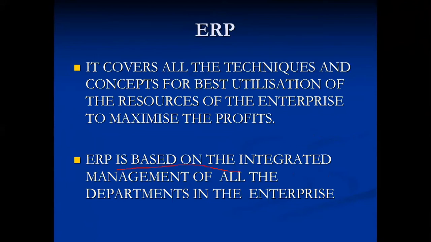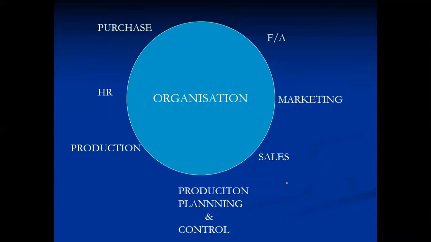Basically, ERP is based on the integrated management of all the departments in the enterprise. So what is integrated management? We have to provide the links among the departments in the organization in the form of software. That is called integrated management. How that integration is achieved with the help of ERP, I will discuss now. Let us try to understand how the concept of ERP helps business enterprises to maximize the profits. Before that, we should understand what problems are faced by companies in the non-ERP environment.